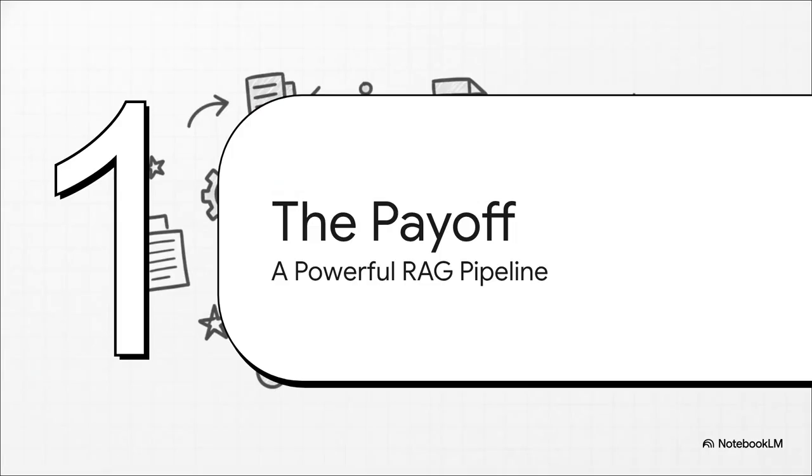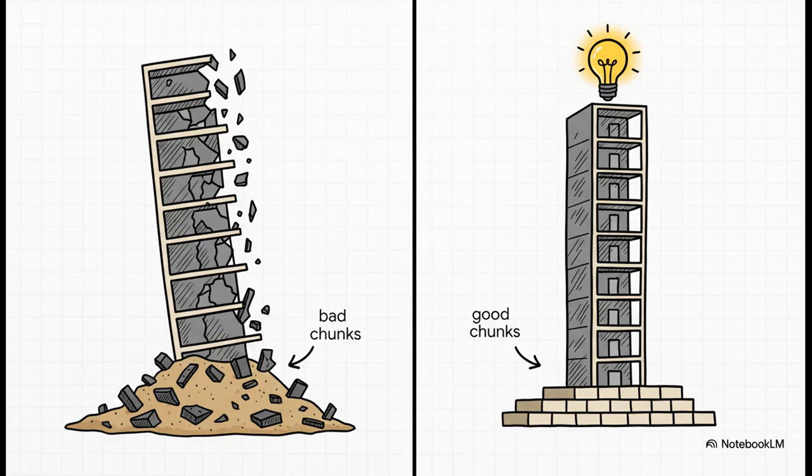Why do we obsess over every little detail of cleaning and splitting? Because when you put it all together, that meticulous pre-processing with a smart chunking strategy, you get the payoff. And that payoff is a truly powerful, reliable RAG pipeline that can find the right information and deliver accurate, relevant answers every single time. So, look, if there is one thing, just one thing, you take away from all this, please let it be this.